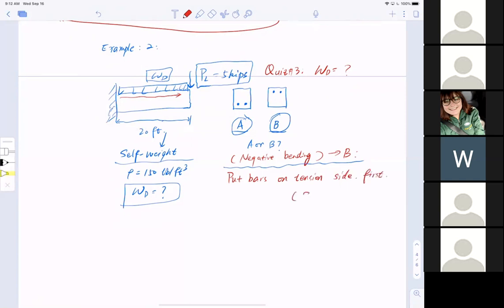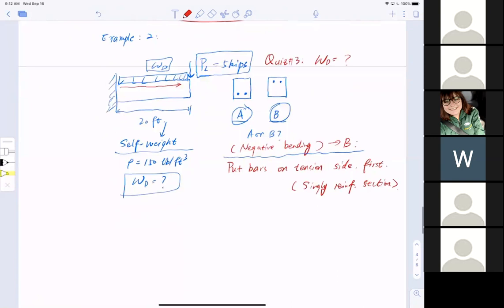Okay, and this is good for a singly reinforced section. So what to do? It sounds so complicated. How do I know this tension part? In mechanics of materials, you take a bar, you take a beam, and you load it. Imagine how it's going to bend. When it bends like this, so this is a cantilever, naturally the top fiber is going to be stretched, in tension. Tension side. So the bar is going to be put on top.